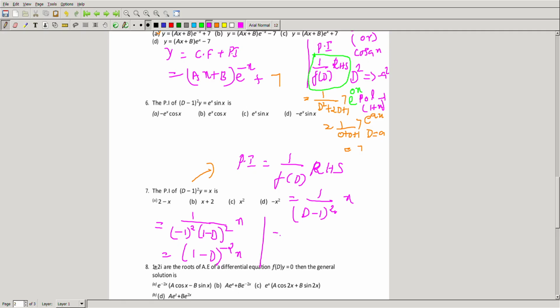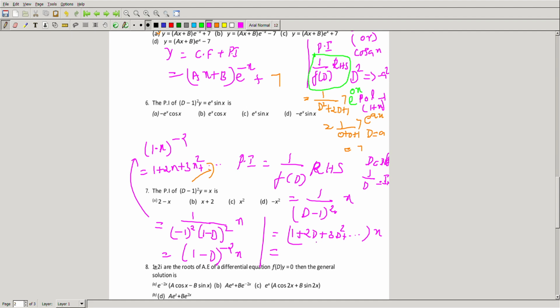What is this formula? (1 minus x) whole power minus 2 is 1 plus 2x plus 3x square, etc. The same formula I'm going to use. That is 1 plus 2D plus 3D square plus etc. into x. And you should know one concept: if the D value is in the numerator, always differentiation. If the D value is in the denominator, always integration. That you have to know.